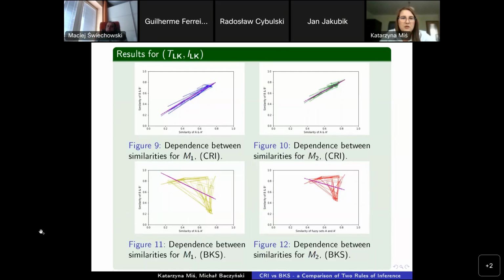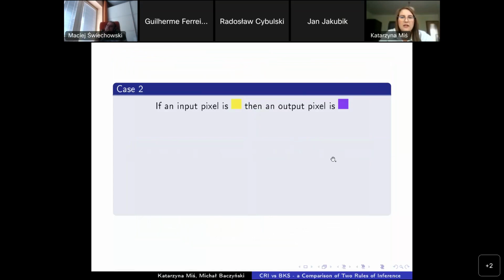Here I have very similar results. Maybe they are not so visible because this time we have the results for the second pair, the pair of Łukasiewicz t-norm and Łukasiewicz implication, and this is actually the same. The results are very similar.